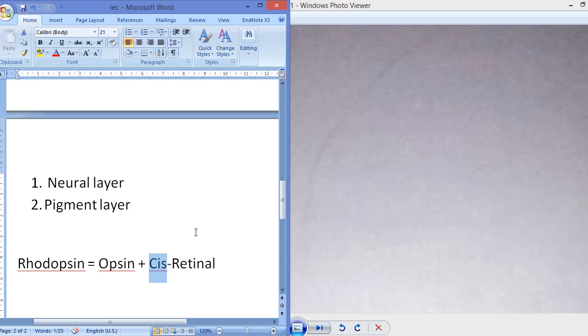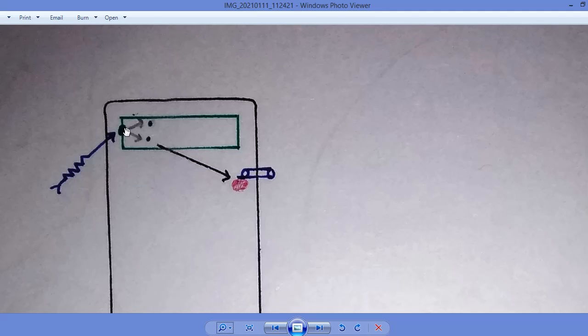Only cis-retinal can combine with the opsin. When cis-retinal is converted into trans-retinal with the help of light, that trans-retinal is separated from the opsin. So the rhodopsin is converted into trans-retinal and opsin.